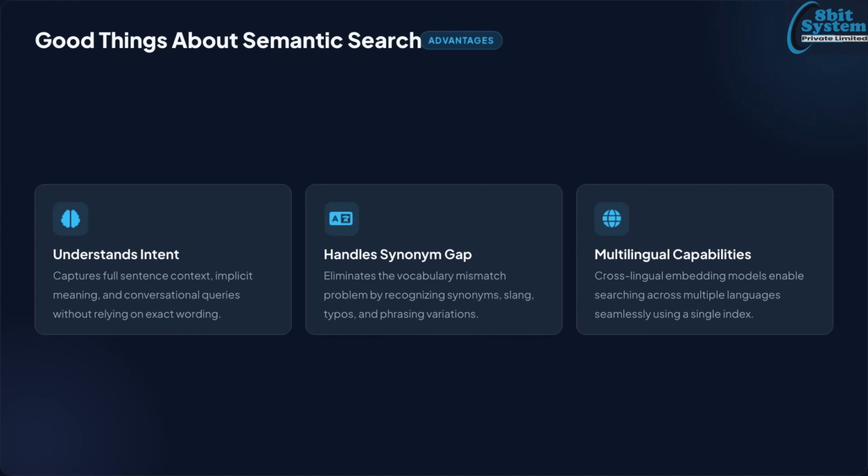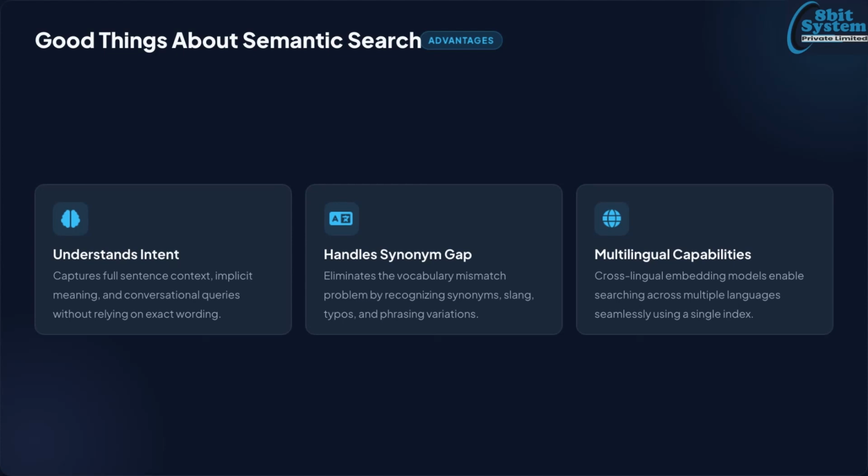The second advantage is that it handles the synonym gap. It removes the vocabulary mismatch problem by recognizing synonyms, slang, typos, and different ways of writing the same thing. And the final advantage is multilingual capabilities. Cross-lingual embedding models allow searching across multiple languages using a single index.